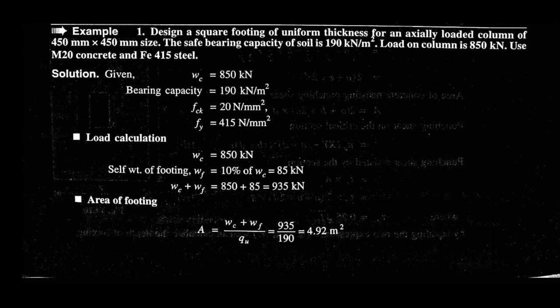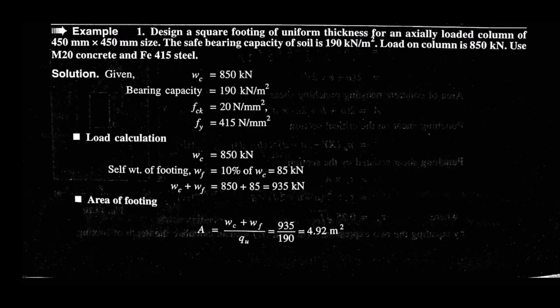WC is 850 kilonewton, which is given. Now self weight of footing, that is WF, may be considered as 10% of WC, that is 85 kilonewton. In the last video I have already discussed the aspects and procedure of design. In that video I discussed that WF may be taken as 10% of WC, that is load of column. So WC plus WF is equal to 850 plus 85, that is equal to 935 kilonewton.